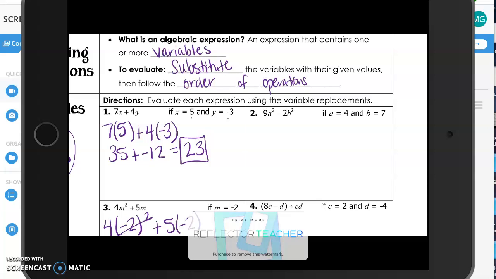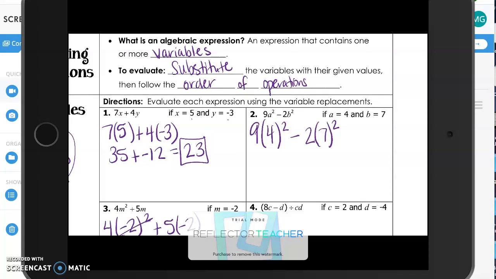So for number 2, we have 9 times 4 squared minus 2 times 7 squared. Make sure you realize only the 4 is squared in the first one and only the 7 is squared in the second one. You don't multiply first. So 4 squared is 16. 9 times 16 gives me 144. Minus 7 squared is 49. 2 times 49 gives me 98. So 144 minus 98 gives me 46.